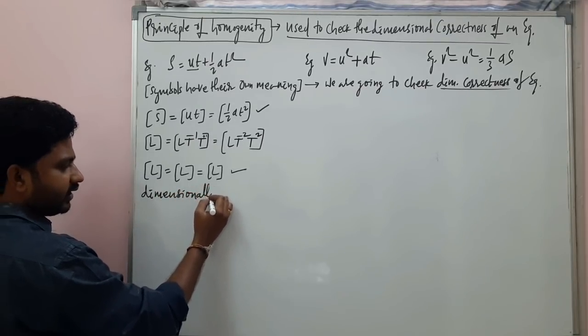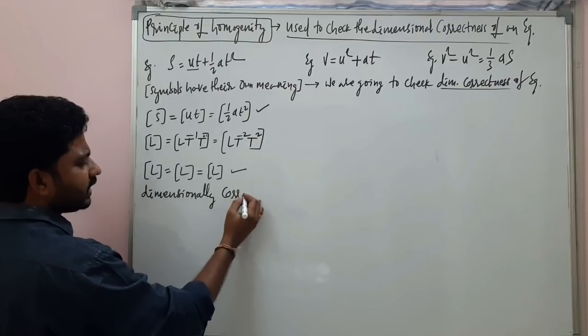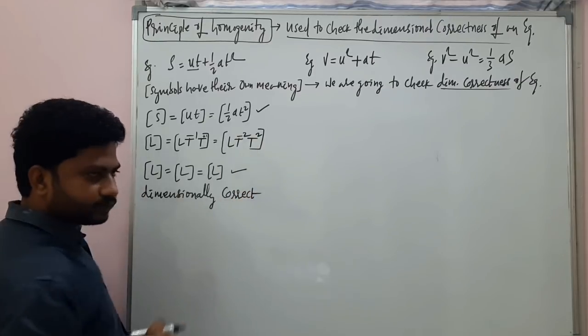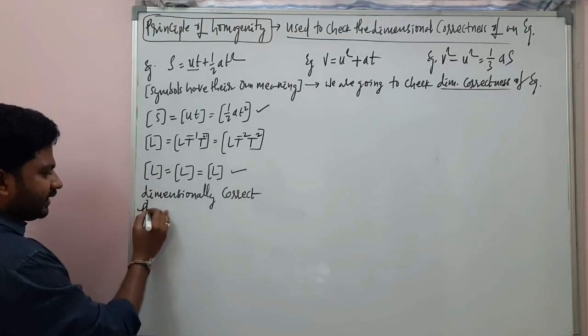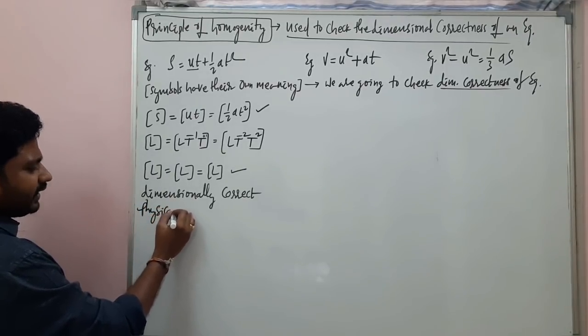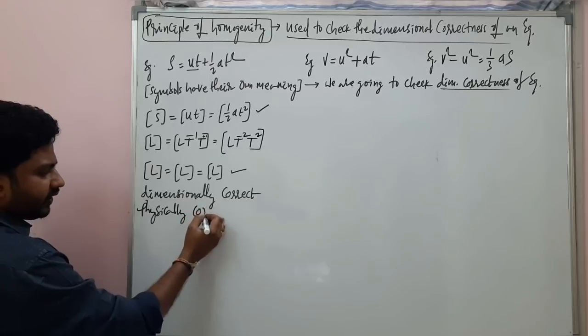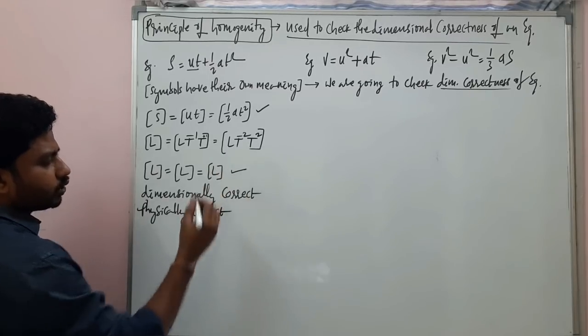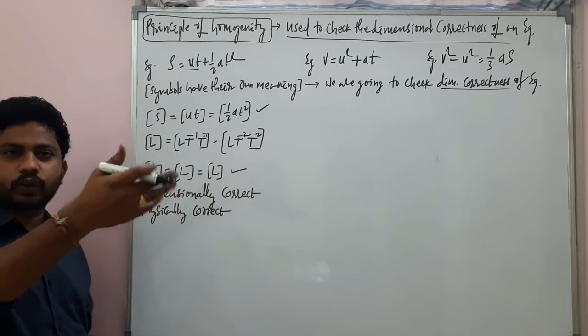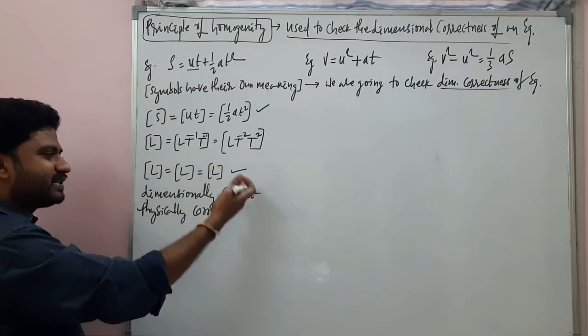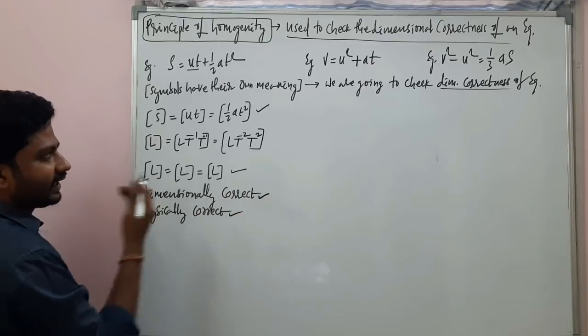Carefully see, the given equation is dimensionally correct. Understand? So can I say this equation is physically correct? Because from the kinematic equations concept, you already know that S is equal to ut plus half at square. So this equation is dimensionally correct and physically correct.